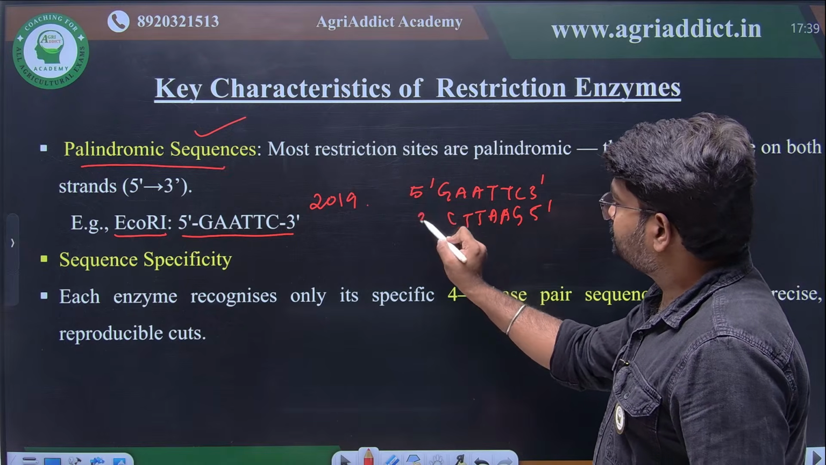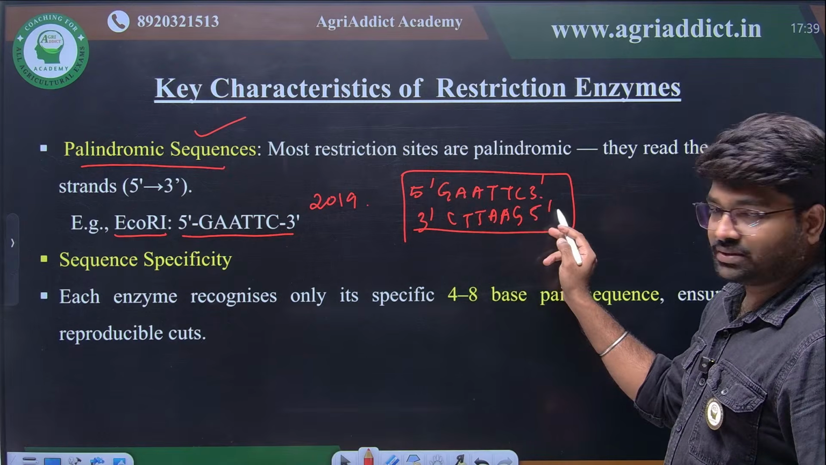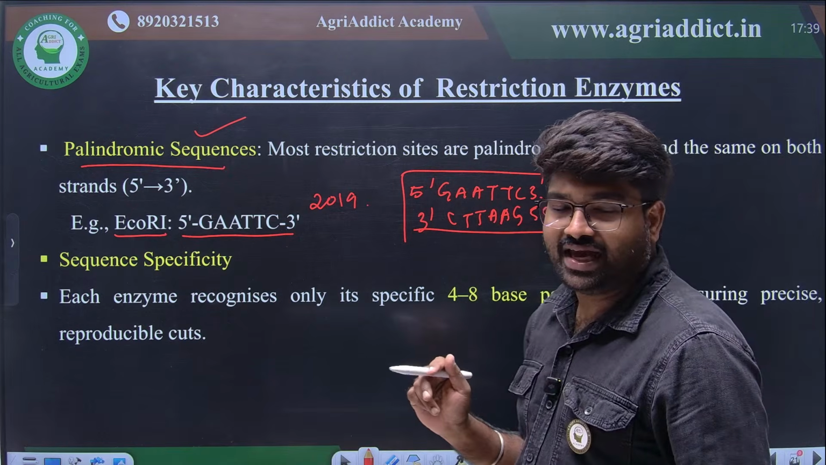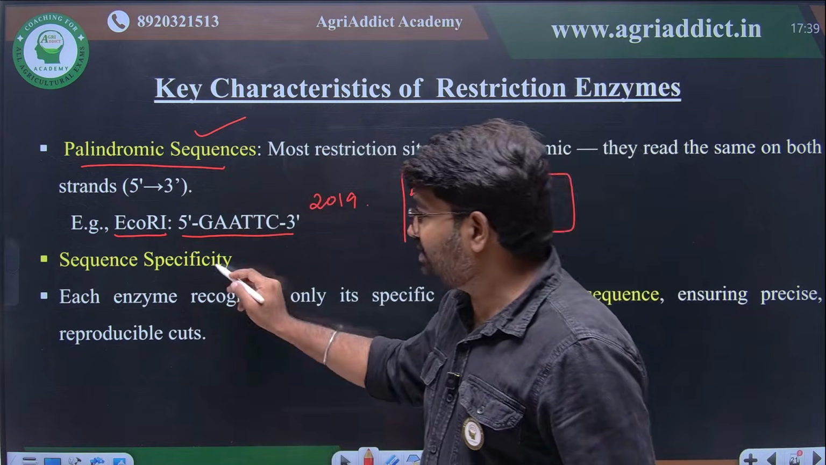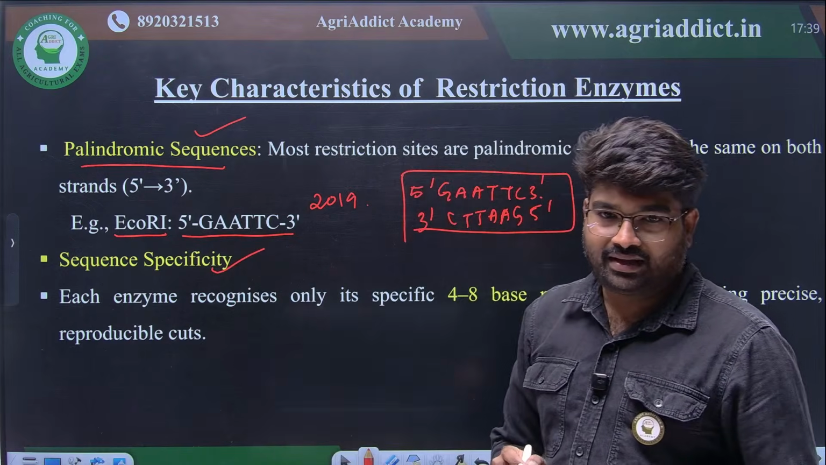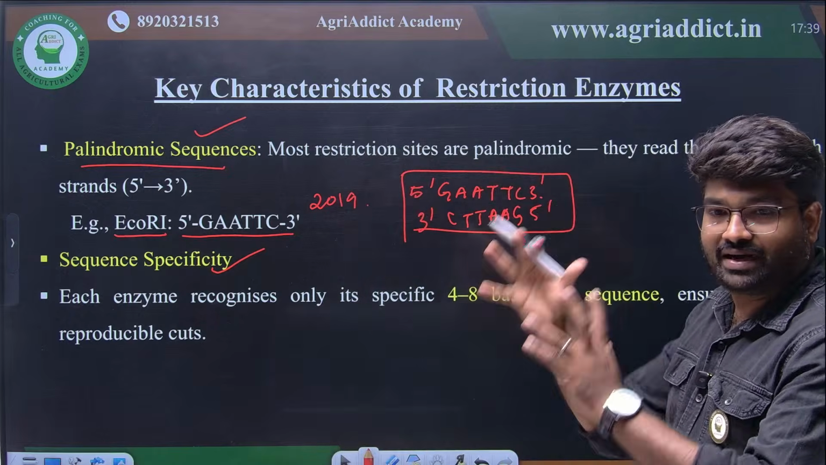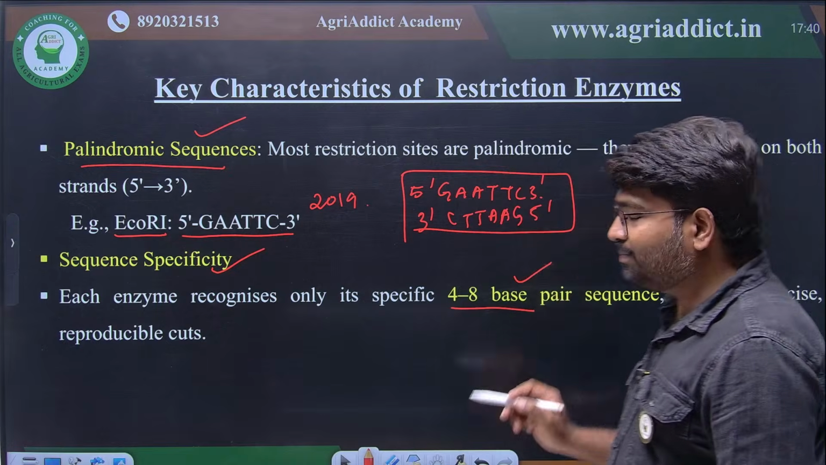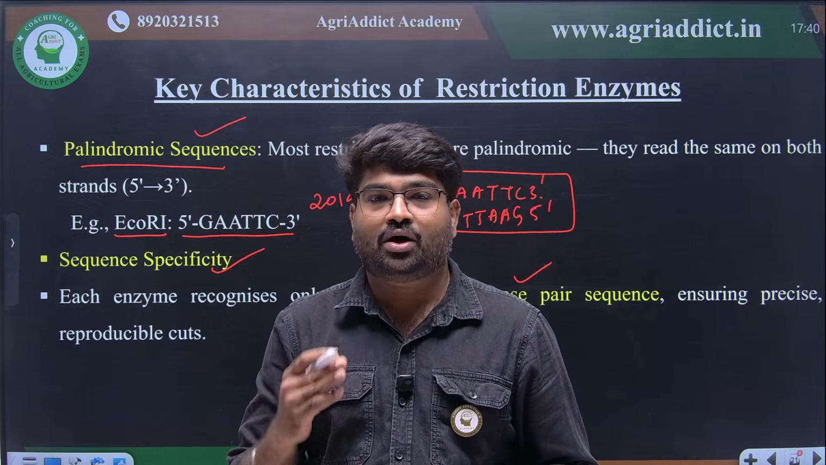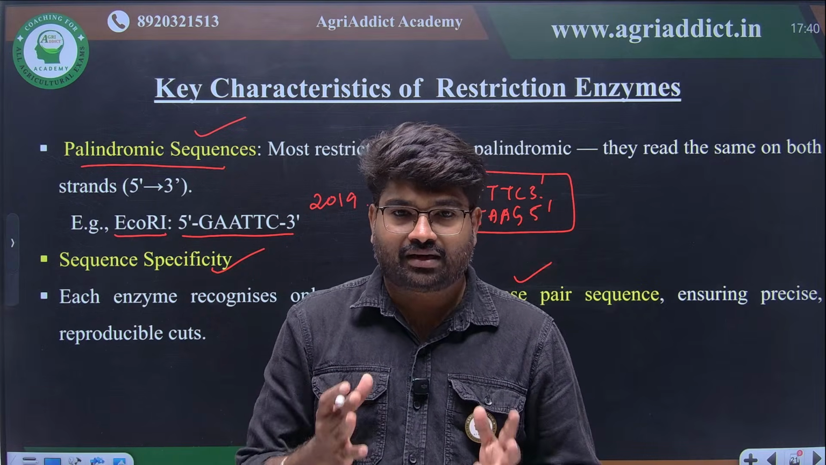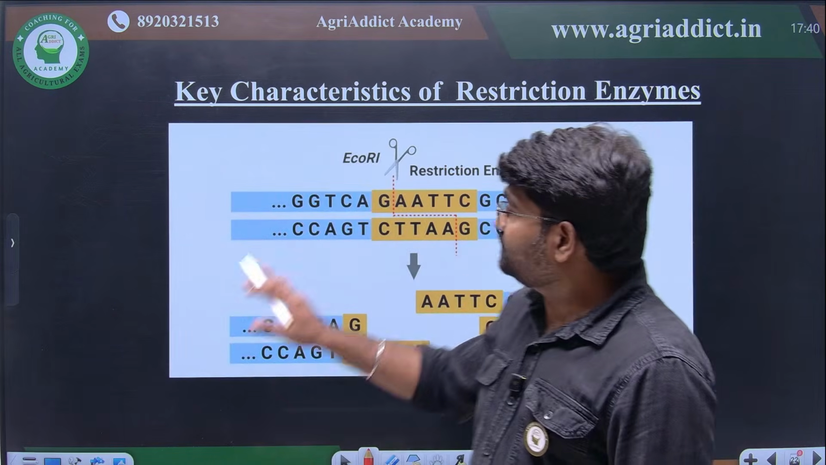Okay, it's a palindrome. If you read from 5' to 3' direction, the sequence will be similar. That's why we are saying it's a palindromic sequence. Then this recognition site will be highly specific. After the recognition site, it will cut. That may be a 4 to 8 base pair sequence. That's why we say it's a tetrabase cutter, hexabase cutter, or octabase cutter. Okay, this is a very important point.